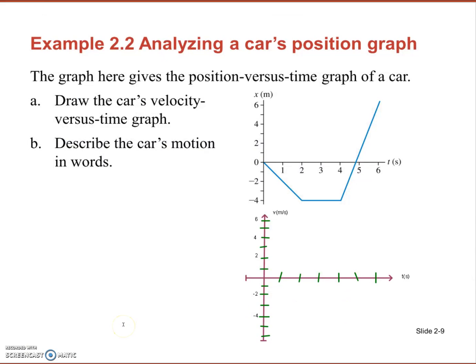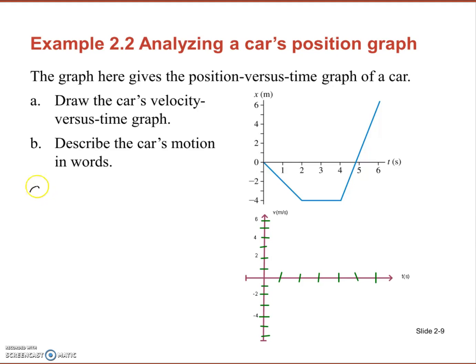Okay, there we go. So this first section, for the first 2 seconds, our object, the car, excuse me, is moving in the negative direction, moving away from the origin in the negative direction. That means the velocity must also be negative. What is the speed?